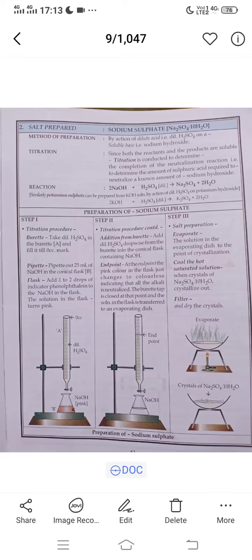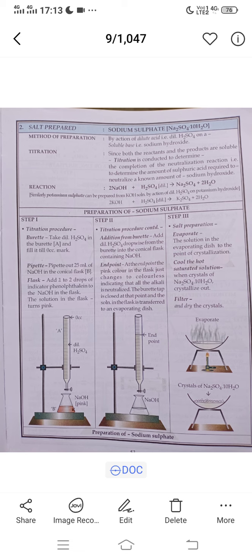Dear students, today I am going to tell you about the preparation of sodium sulfate decahydrate, that is Na2SO4.10H2O. In this, what method of preparation we will be using for this type of salt is the titration method. By the action of dilute acid, that is dilute H2SO4, on a soluble base. The soluble base we will be using here is sodium hydroxide.